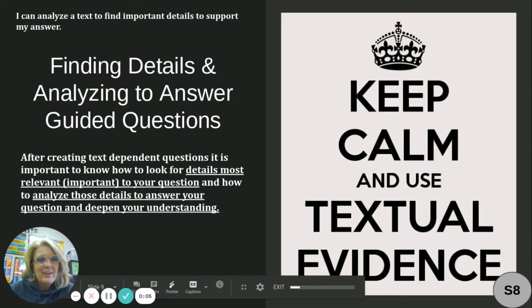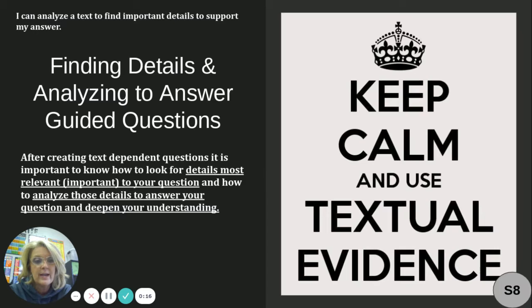Hi, everyone. Today we are going to take a look at how we can analyze a text to find important details to support our answers to text-dependent questions that we create. On Friday, we took a look at all about wolves. We broke it into subheadings, and you zeroed in on how wolves communicate and what their daily life looks like. You wrote main ideas, and then you jotted all the details to support those main ideas to take notes to track information that you found that was important in the passage.